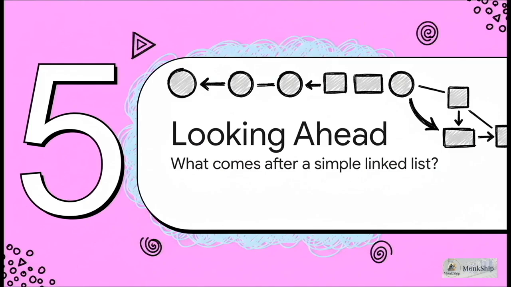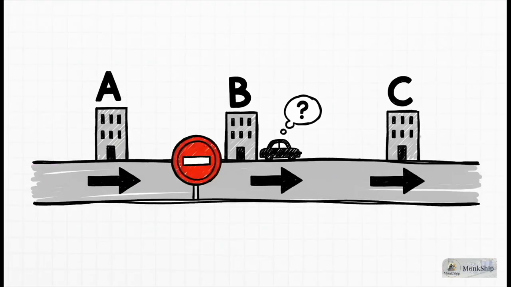But honestly, this is just the tip of the iceberg. There is so much more you can do with linked data structures. Think about this for a second. There's a big limitation here. Because each node only knows about the next node, our list is basically a one-way street. Once you travel from node A to node B, there's no simple way to turn around and get back to A. You'd have to go all the way back to the start. For some problems, that's just not very efficient.